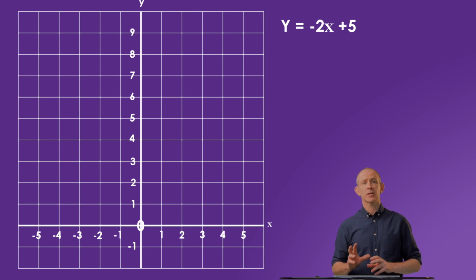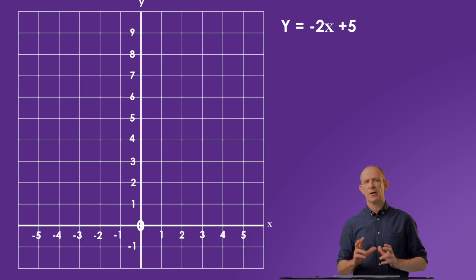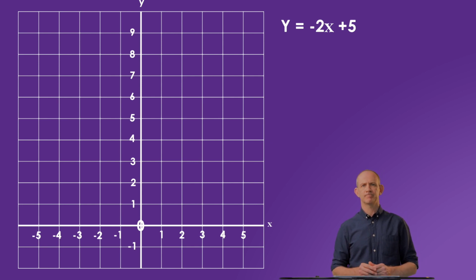So in this problem, I'd like you to plot the graph of y equals negative 2x plus 5 for the values of x from negative 2 to 2. Press pause on the video and I'll come back and show you the answer. There's something quite different about this graph that I hope you'll spot.